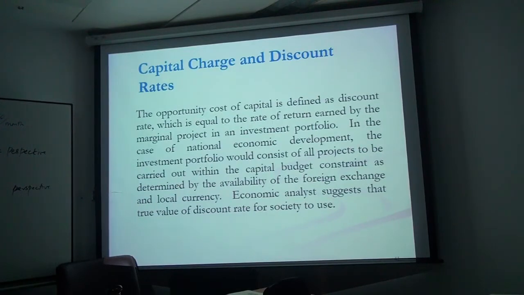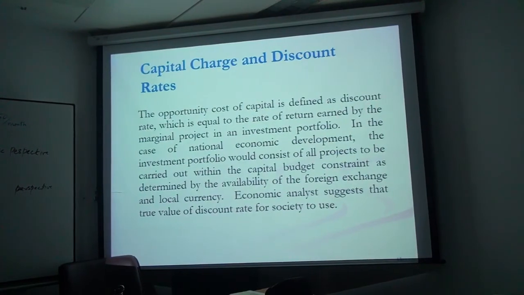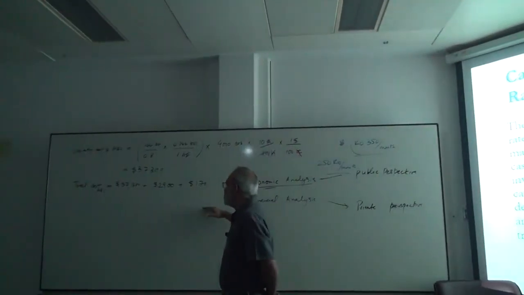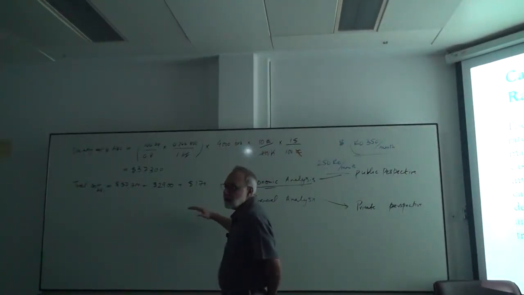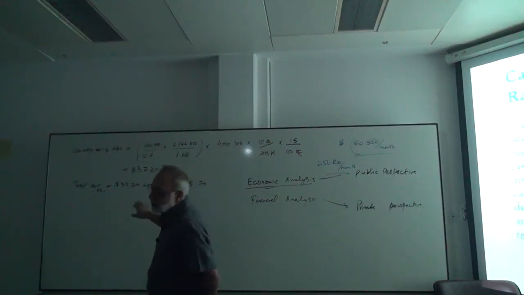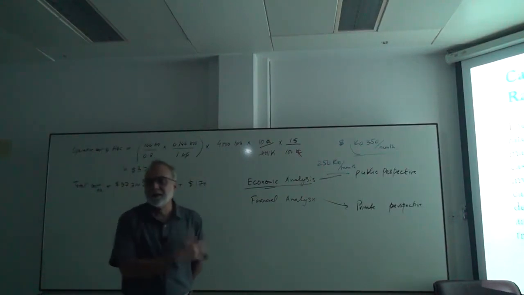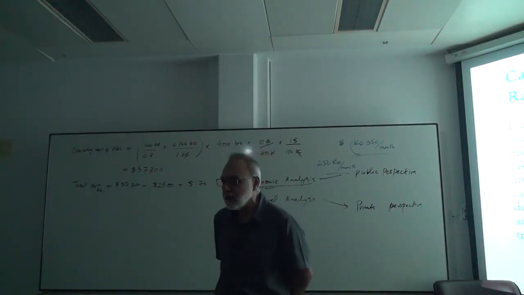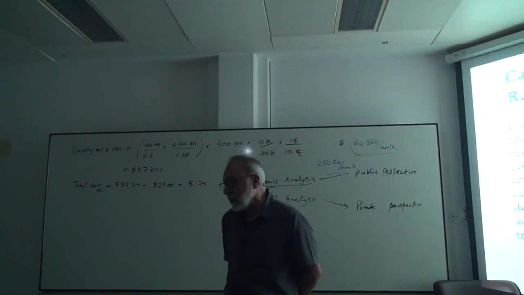You see, the government may have hundreds of projects to do, but they can finance only, let's say, the first 60 projects. The 60th project, which brings the rate of return, the rate of return of that project is ideally considered as the opportunity cost of capital, and that should be the discount rate used for the country.